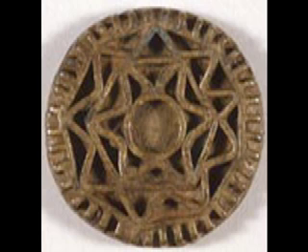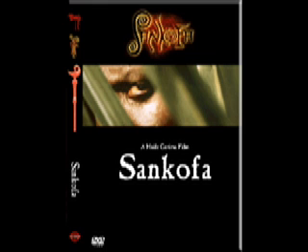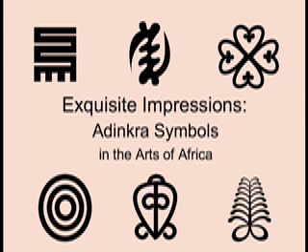From textiles to painting, gold weights to the silver screen, Adinkra symbols have made a mark on the arts of Africa. Adinkra symbols are an important marker of community and individual distinction within the arts of Africa and the African diaspora.